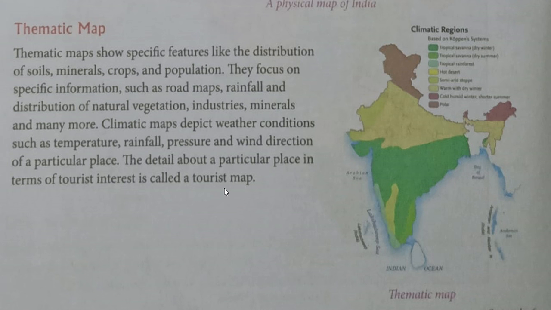So thematic maps normally deal with the theme of a particular map, such as thematic map shows specific features like the distribution of soil, mineral, crops, and population. Also, they focus on specific information such as the road maps, rainfall, and distribution of natural vegetation, industries, minerals, and many more. As well as climatic maps are also known as thematic map. As you can see here, it's a beautiful example of a thematic map.